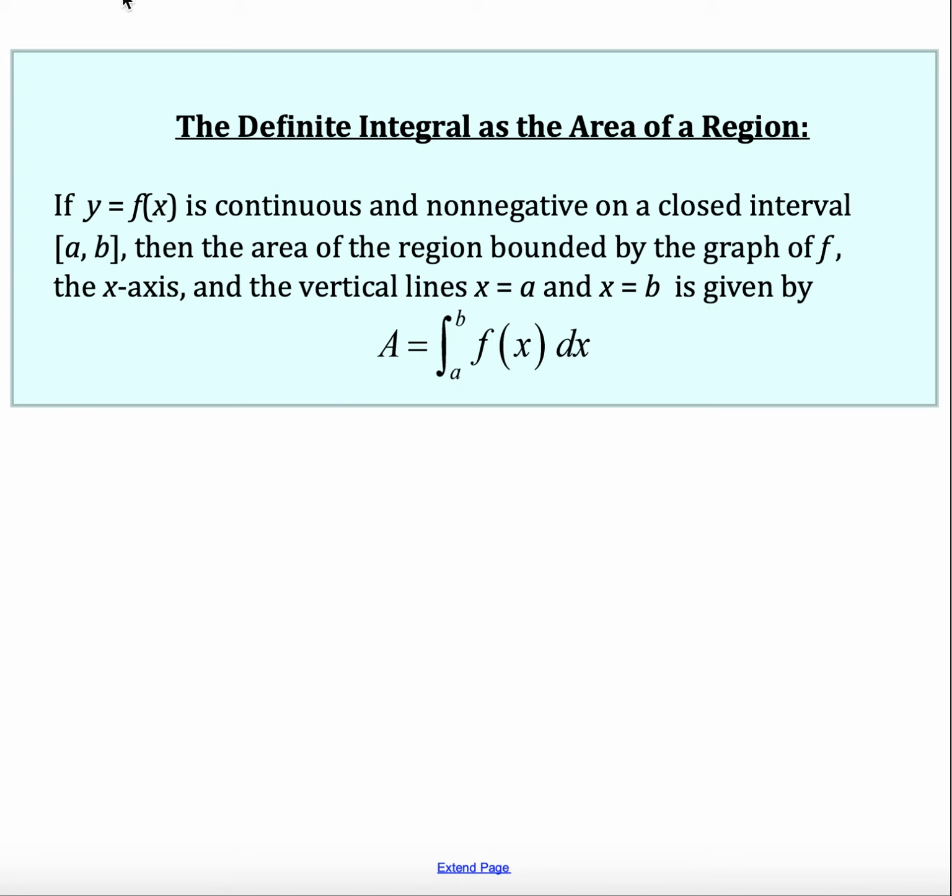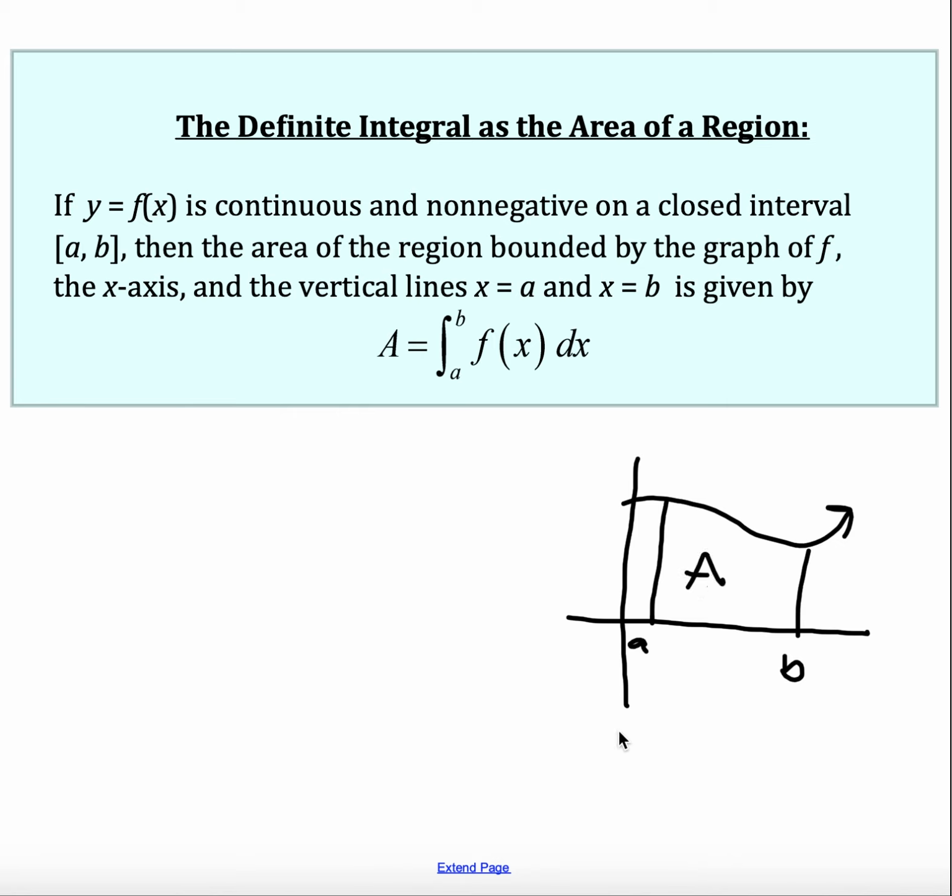And if I was to make a small drawing of it, this is my x and y axis, this is my function, this would be a, and this would be b. So this would be the integral. This area would be the integral from a to b of f of x with respect to x. Okay. So that's pretty much it for that one.